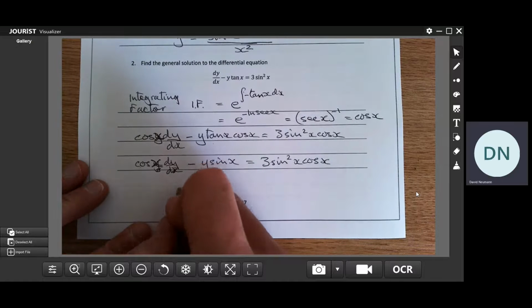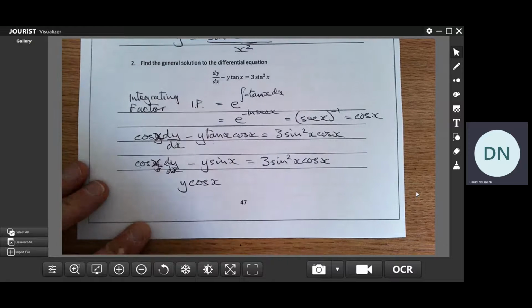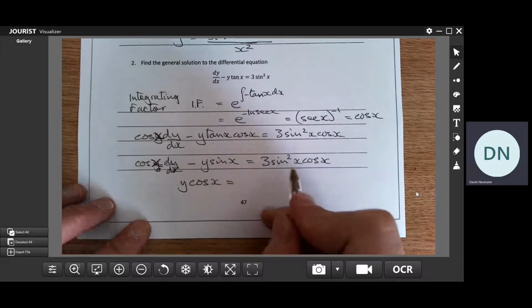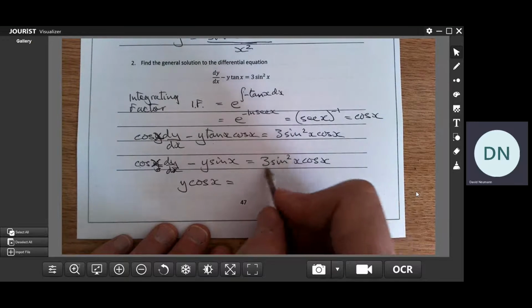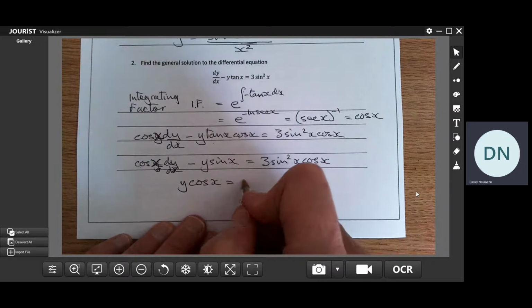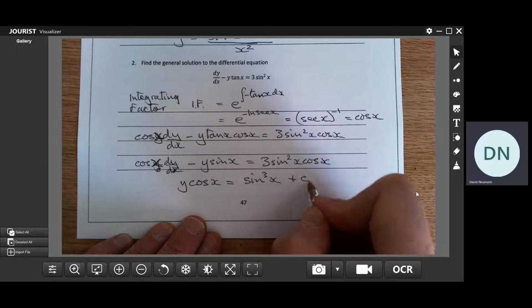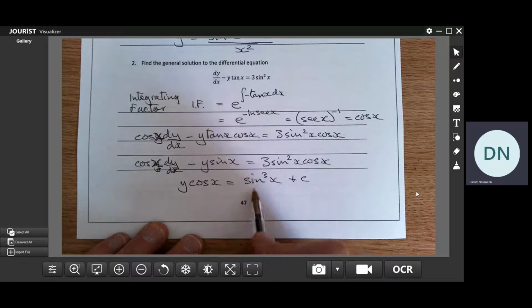So this is y times cos x on the left-hand side, and then we're going to integrate the right-hand side. If we integrate the right-hand side, that also comes from using the chain rule in reverse. We're going to get sine cubed x plus a constant of integration. If you check sine cubed x, differentiate it using the chain rule, we get 3 times sine squared x times the derivative of sine x, which is cos x.